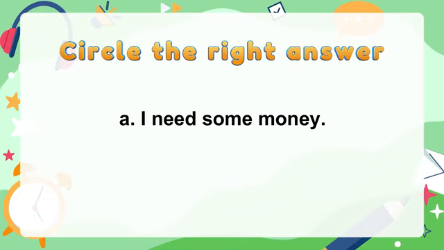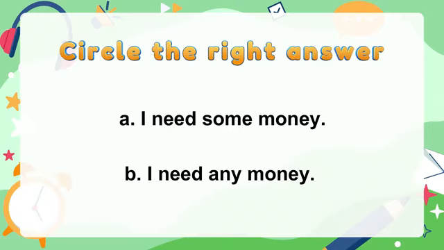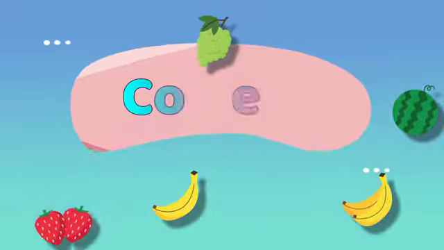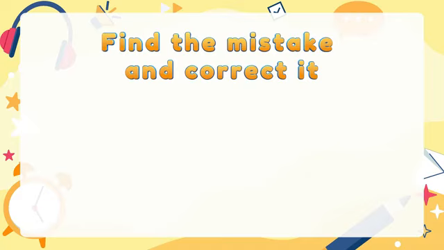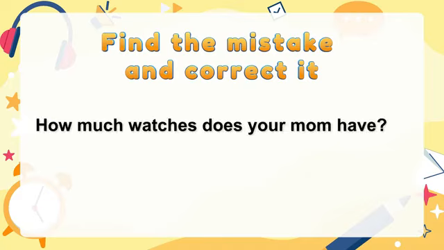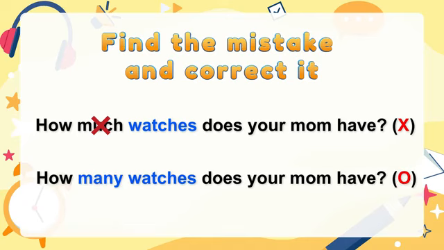A. I need some money. B. I need any money. It's a positive sentence, so we use the word some. The answer is A. I need some money. Find the mistake and correct it. How much watches does your mom have? Watches is countable, so you do not use much. The correct answer is, how many watches does your mom have?